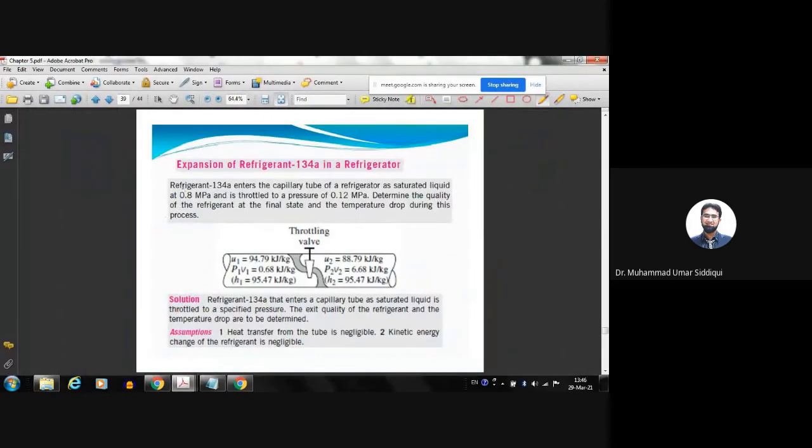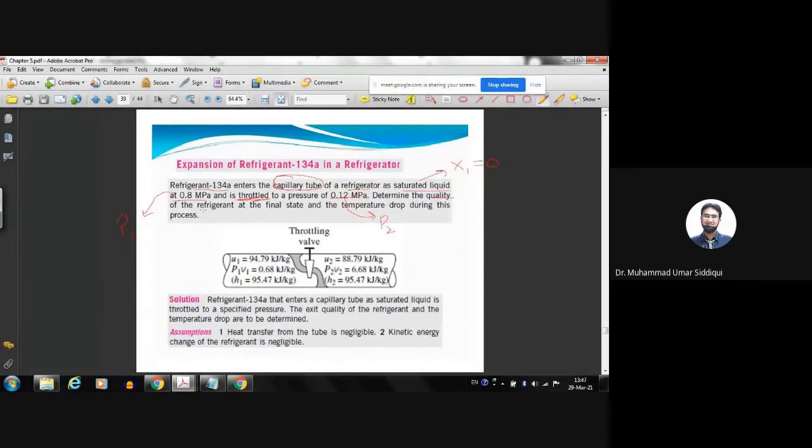We have refrigerant R134A. It enters the capillary tube, which is basically a throttling device of a refrigerator, as saturated liquid at 0.8 megapascal. Saturated liquid means we know the quality: X1 is equal to 0 because it is saturated liquid. At 0.8 megapascal, that means we know the pressure, so P1 is given, and it is throttled to a pressure of 0.12 megapascal. So we know the pressure P2.